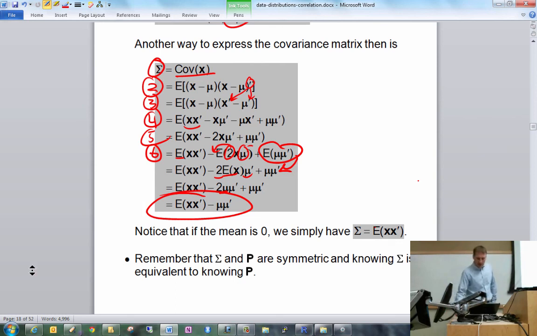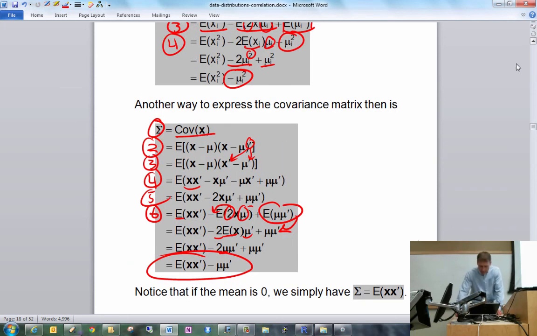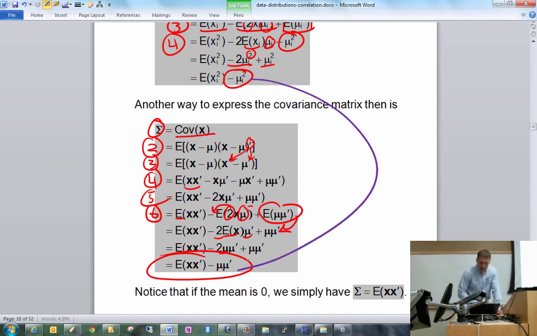That's built upon basically a multivariate extension. The bottom is the multivariate extension of what we saw towards the top, just in matrix form, just using some simple matrix algebra.